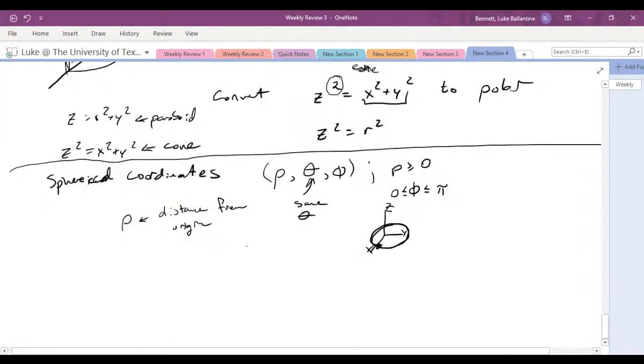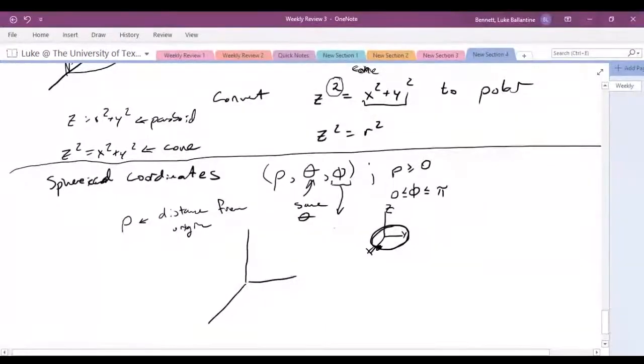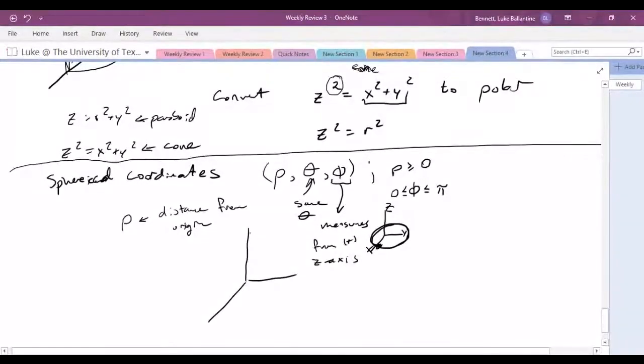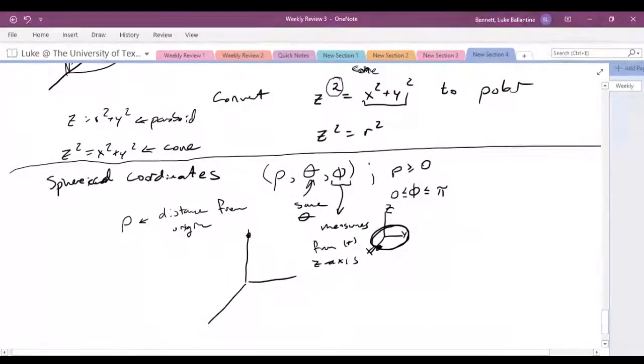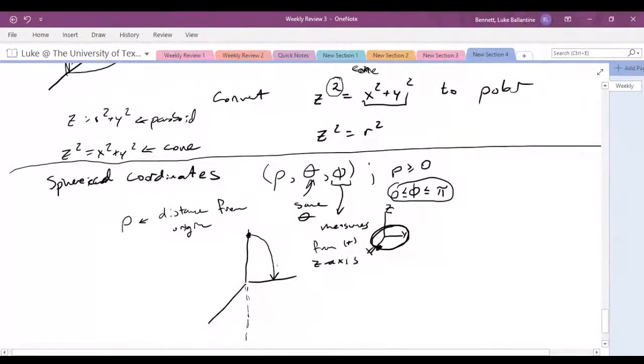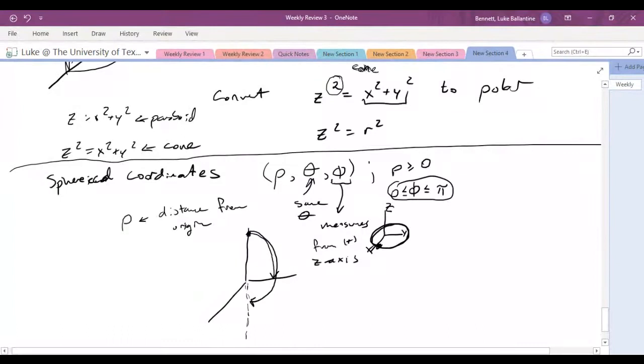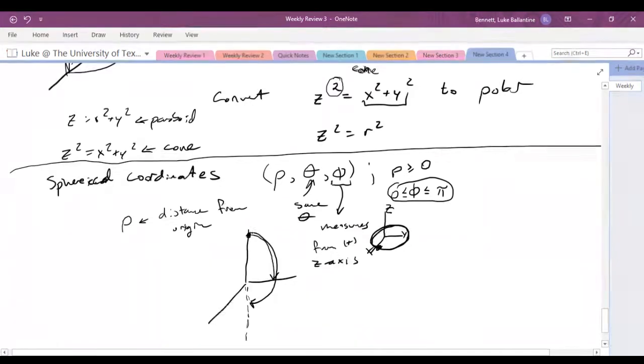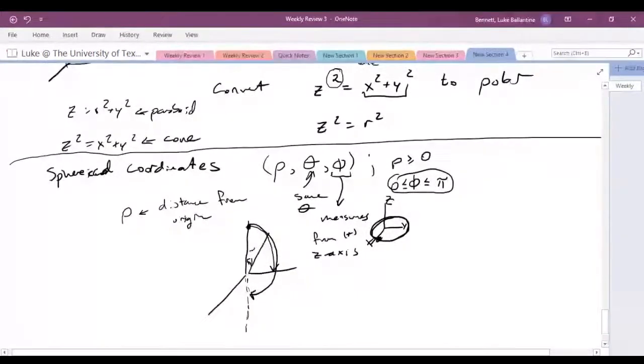Now, phi is the measure from the positive z-axis. So we start up here, and then if we were to go down, notice the restriction, zero to pi. So pi over two would be exactly at the xy plane. If we were to go all the way down to pi, then that measure would be at the negative z-axis. So if you want to do pi over six or whatever, that would be this angle right here, where this measures pi over six or 30 degrees.